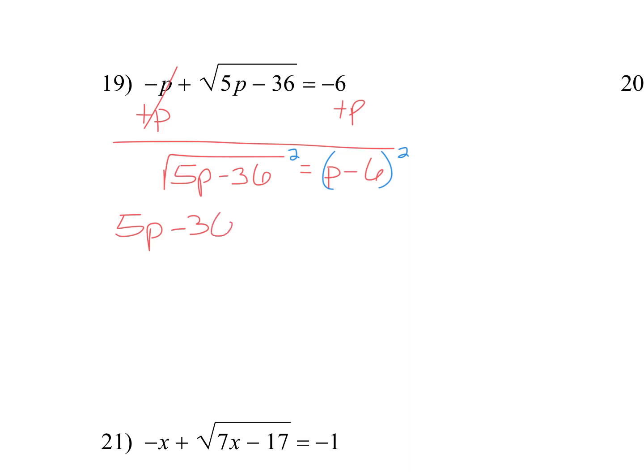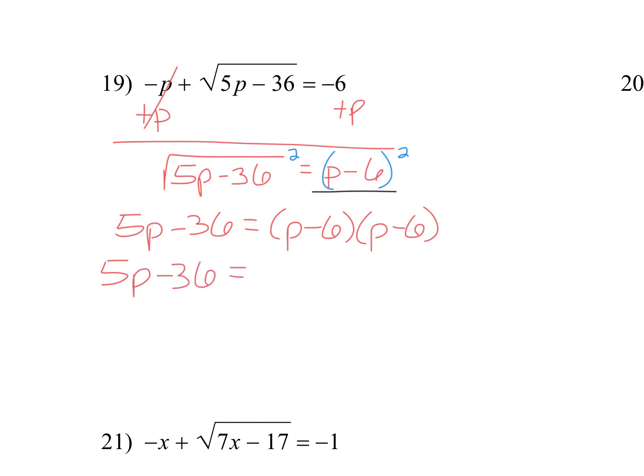5p minus 36. How do I do this part? What does that mean? There's 2 of them, right? Because that squared means multiply it by itself. So we have p minus 6 times p minus 6. So what do we need to do with that right side? Foil it, yep. So I have 5p minus 36 on this side still.